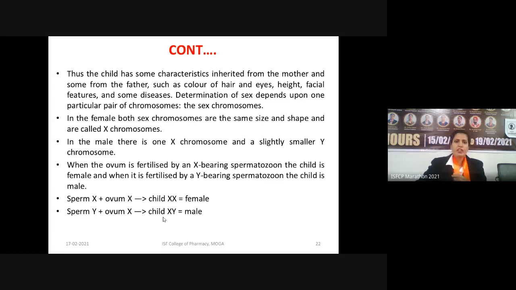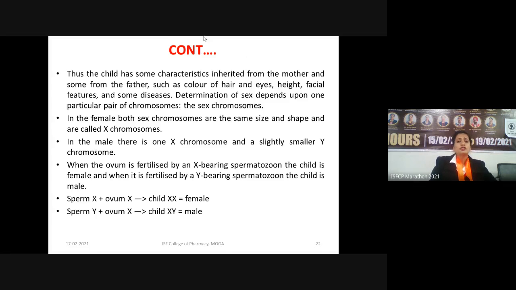Next is when, after the fertilization, the child is born. So a child has some characteristics inherited from the mother, and some characteristics the child will inherit from its father. They may be color of hair, color of eyes, height, facial features, and many diseases.